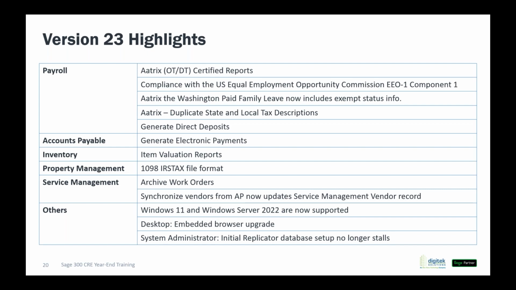Inventory and item valuation reports. They've updated some reports there. Property management. They've got a new format for the 1099 IRS tax that's been part of this new release. Service management, archive work orders. We've already had a wizard, but they've done enhancements there, and synchronizing our vendors, they've done some enhancements there. Okay. When it comes to others, we're looking at network, your environment or workstation environment. Windows 11, Windows Server 2022 are now supported. On your desktop, you can have an embedded browser upgrade, and system administrator initial replicator database setup no longer stalls. The replicator, that's for anybody that uses a Sage SQL replicator.